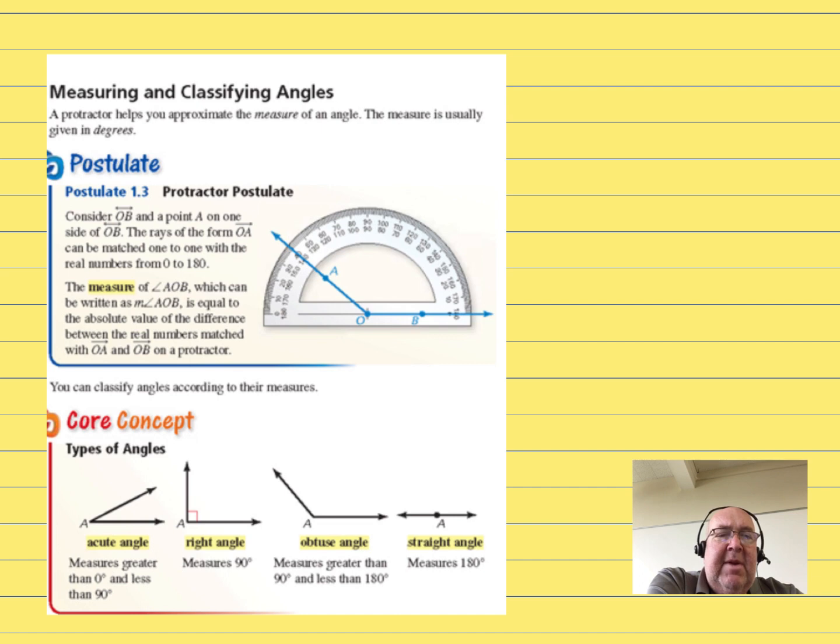You do need to recognize different types of angles by name. An acute angle is less than 90 degrees. A right angle is exactly 90 degrees. An obtuse angle is greater than 90 and less than 180. And finally, the idea of a straight angle, basically a straight line, has a 180 degree measure. That's going to become important later on as we go through the course.